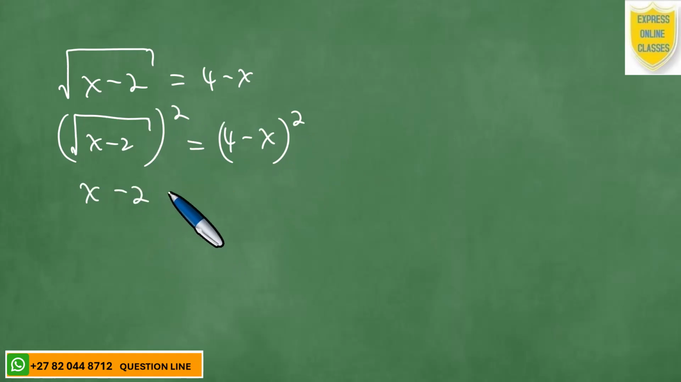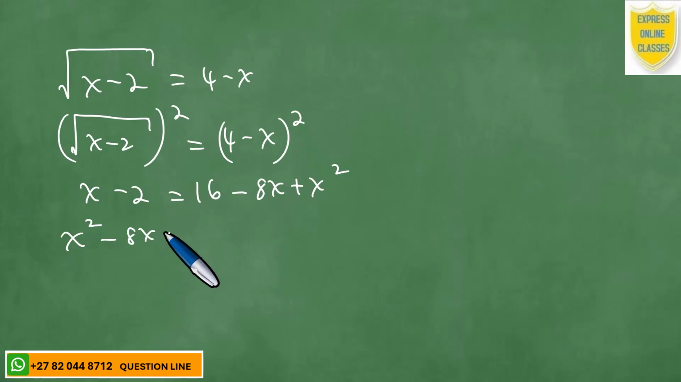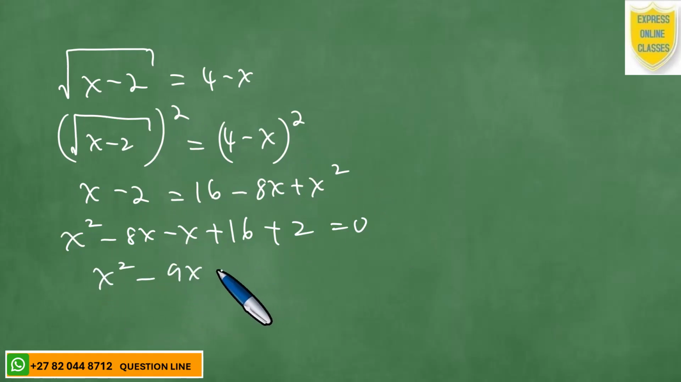Squaring both sides leaves x minus 2 equals 4 squared, which gives us 16, minus 8x plus x squared. And now at this point, we have exactly x squared minus 8x minus x plus 16 plus 2 equals 0. That is x squared minus 9x plus 18 equals 0. This is what we are able to get at this point.